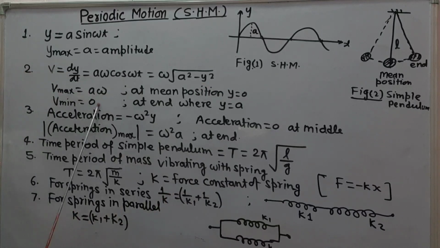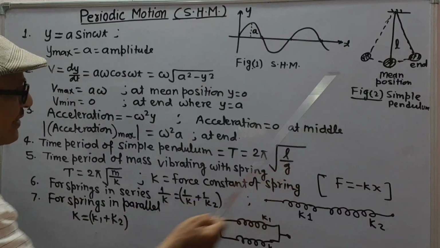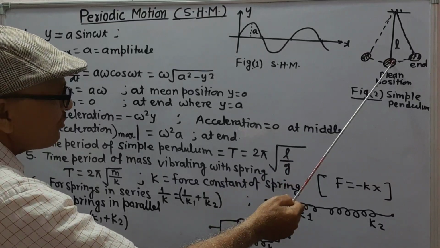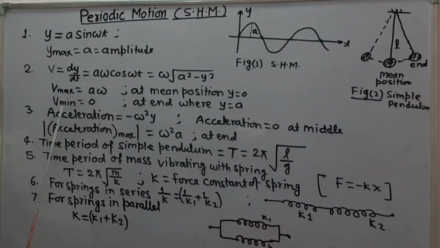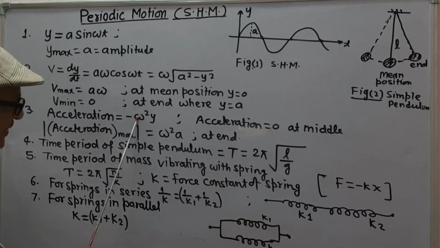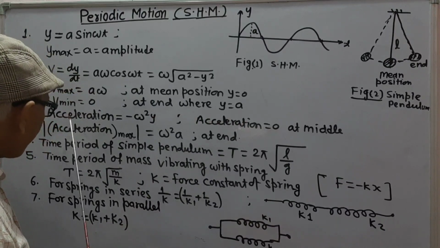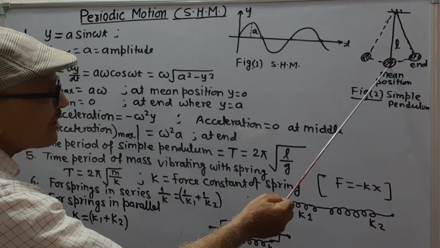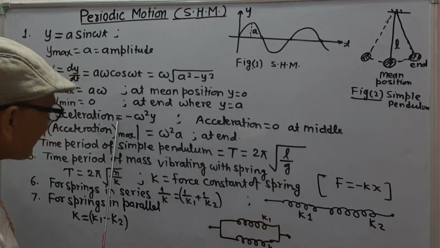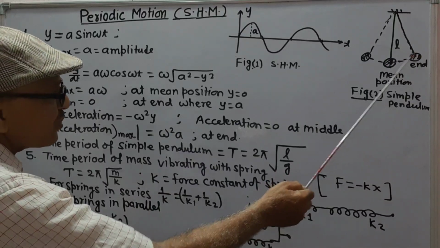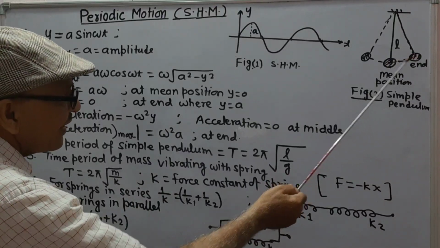So v minimum will be 0 at end position and v maximum will be equal to a omega at mean position. Similarly, the second derivative of y gives acceleration of simple harmonic motion, which gives minus omega square y. From this relation, acceleration will be 0 at mean position where y is 0, and acceleration will be maximum at end position where y is equal to a.